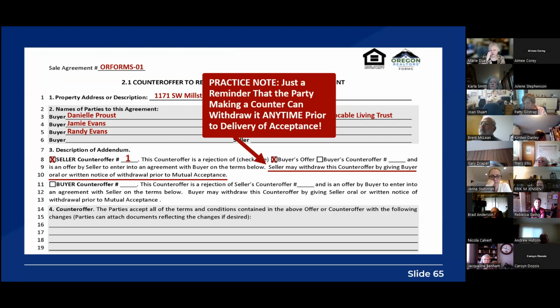Seller may withdraw this counter offer by giving buyer oral or written notice of withdrawal prior to a mutual acceptance. Let me read that again. Giving buyer oral or written notice of withdrawal. You can make the phone call and say the seller is withdrawing it. Now, best practice is that if you make the phone call that says they are withdrawing it, follow it up with an email that says they are withdrawing this offer. It is best to make sure that you document, kind of my word for the day. So make sure that they are doing that.